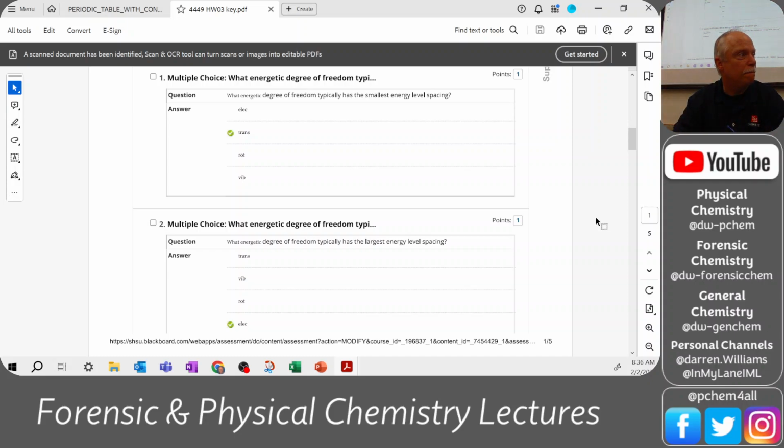You said vibration is bigger than rotation. Yes. And electronic is the highest, as far as step size? Step size, and step size in this case is energy, right? If it takes more energy to step up on a stair versus a piece of paper, that's the difference between going up in vibration versus going up in translation. So the translational energy levels are like thin sheets of paper. Did you say it's translation and then vibration, or translation and then rotation? Translation, then rotation, then vibration.